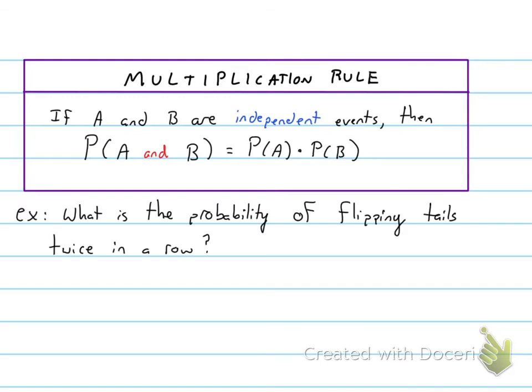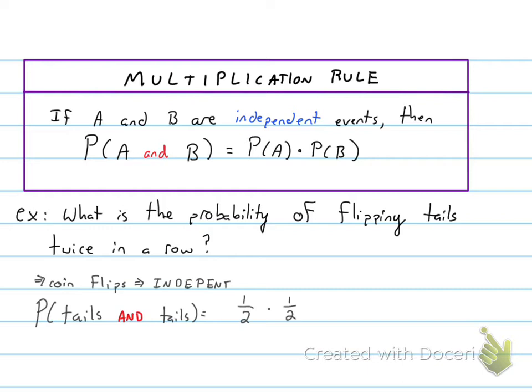The probability that I flip tails twice in a row. Flipping a coin, as we've talked about before, every coin flip is going to be independent of the other. What I flipped on the first coin toss is not going to have any effect on the flip of the second coin toss. They're all 50-50 each time. So I could look at this as the probability of getting tails and tails again. That would be 1/2 times 1/2. So the probability of getting two tails in a row would be 1/4 or 25%.